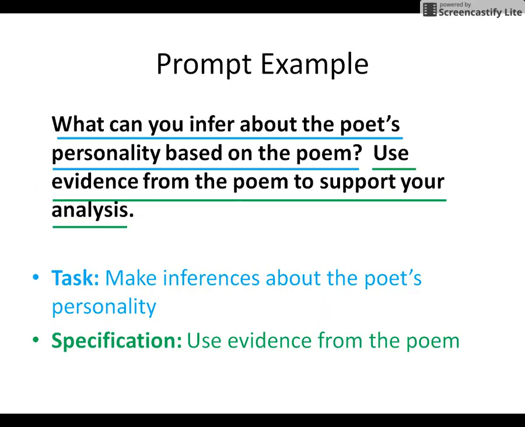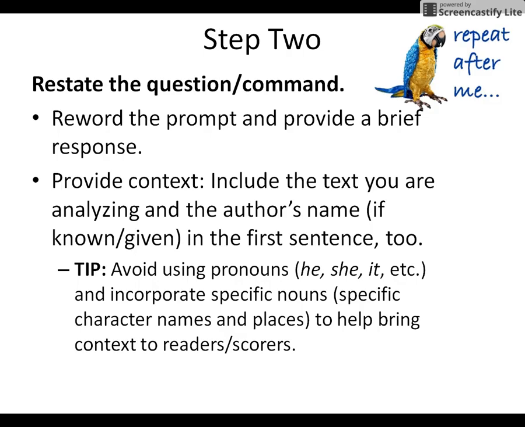Here's an example of a constructed response prompt. What can you infer about the poet's personality based on the poem? Use evidence from the poem to support your analysis. Underlined in blue is your task. Make inferences about the poet's personality. Then underlined in green is a specification. Use evidence from the poem. Now that you understand the breakdown of a prompt, let's move on to step 2.